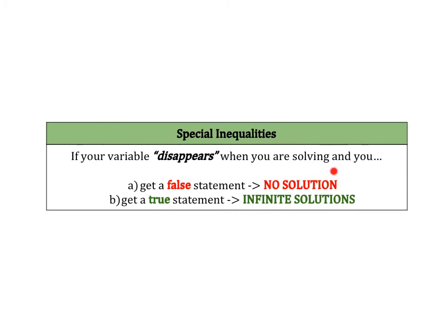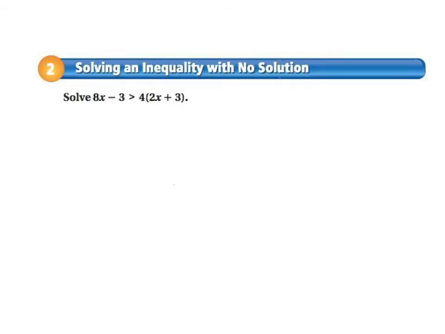So either you're going to have no numbers that work or all numbers that work. So let's try this one together. Here I see 8x minus 3 is greater than 4 times (2x plus 3). So I see parentheses here, which means I'm going to distribute the 4 to both the 2x and the 3. So remember, we need to multiply it to both terms.